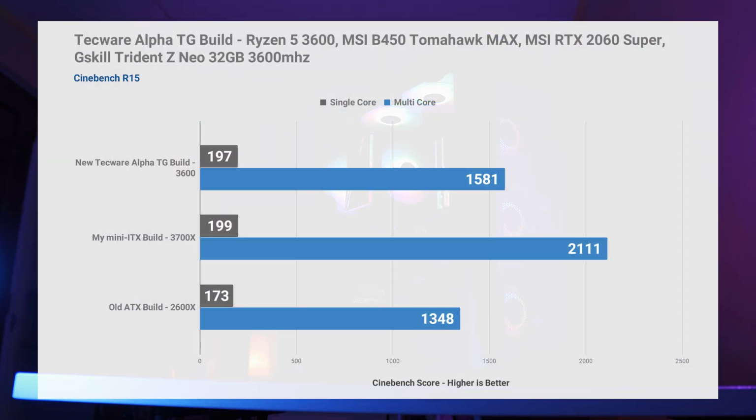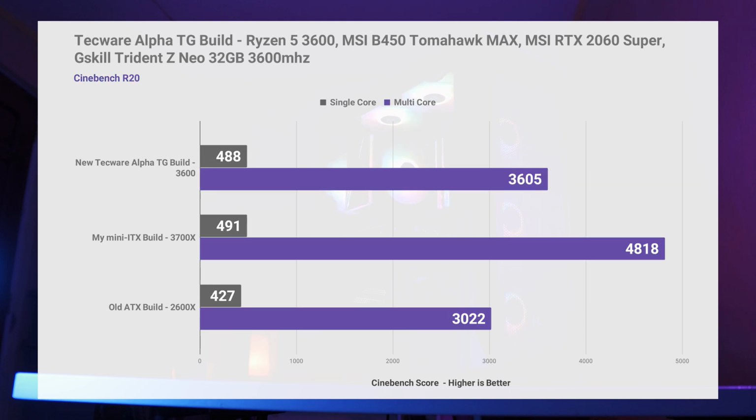In Cinebench R15, the AMD Ryzen 5 3600 is pretty much on par with the 3700X in terms of single core performance, but falls behind as expected when it comes to multi-core performance, but is still pretty decent with a score of 1581. Now in Cinebench R20, just about the same story, almost on par in single core performance and lags behind on multi-core performance with a good score of 3605.